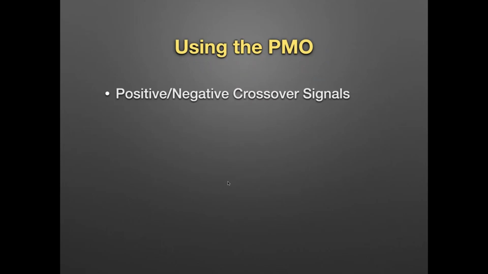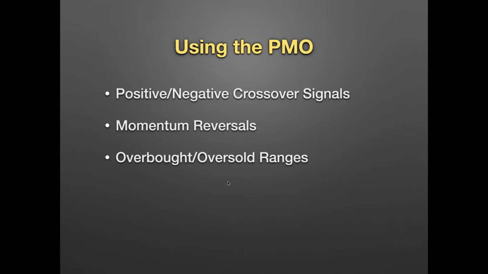I use the PMO for positive and negative crossover signals. I think that's kind of obvious. I look for momentum reversals. So obviously tops and bottoms in the PMO are very useful. It gives you what's overbought and oversold. You can see, like I said, a typical range for the PMO where you can't do that with the MACD.